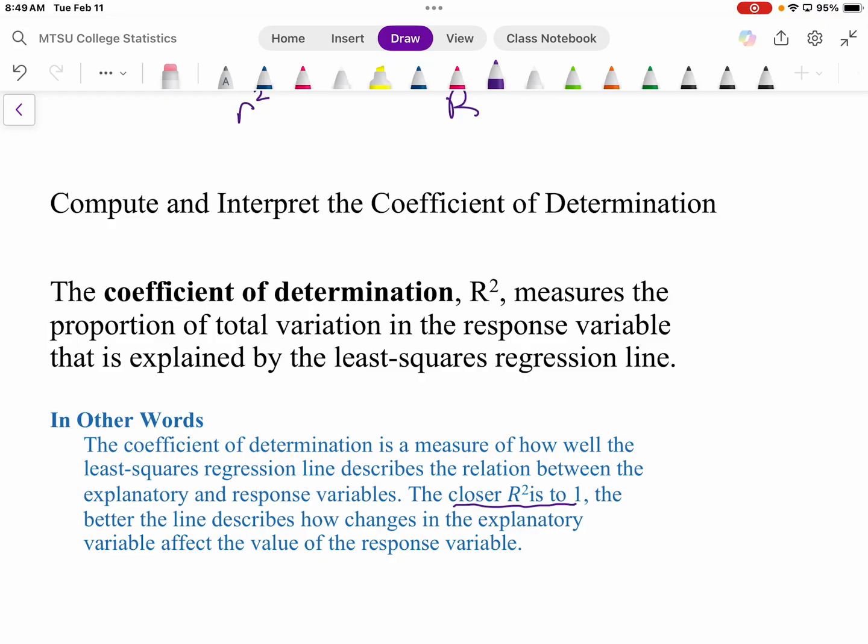The closer R squared is to 1, the better the line describes how changes in the explanatory variable affect the response variable. So on our calculator, when we do this by hand, we're going to see it as a decimal is what we're going to end up seeing.